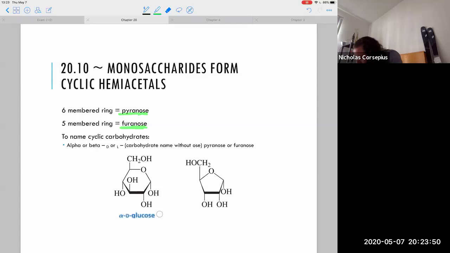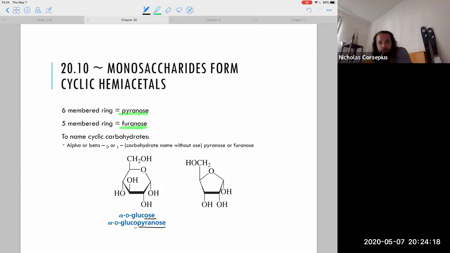If this was in its straight chain Fischer projection, it wouldn't have had the alpha, but it would have been D-glucose. Since it's in its closed ring form, the correct name is now alpha-D-glucopyranose, right? So we're going to replace the ose with pyranose. I should keep the O for some reason, but glucopyranose sounds weird maybe.